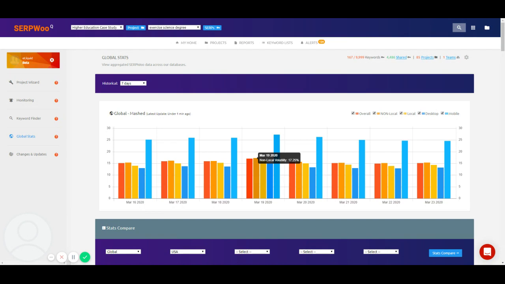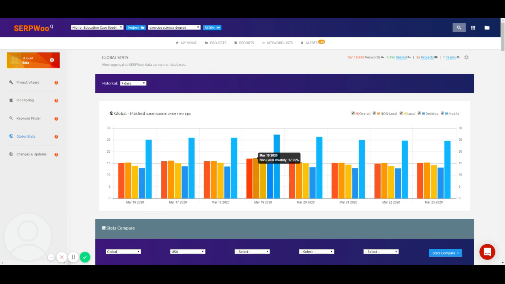So I'm going to look at March 19th. March 19th is very interesting. The data shows a bit more volatility. I just want to confirm whether any of the keywords that I'm monitoring were impacted by this March 19th update.